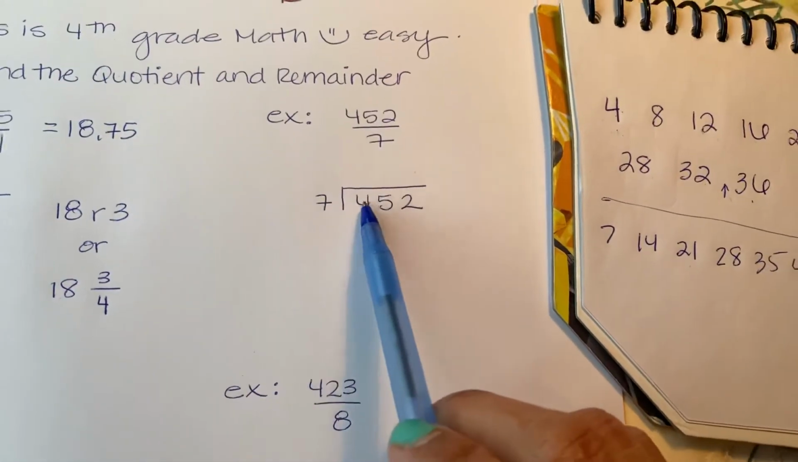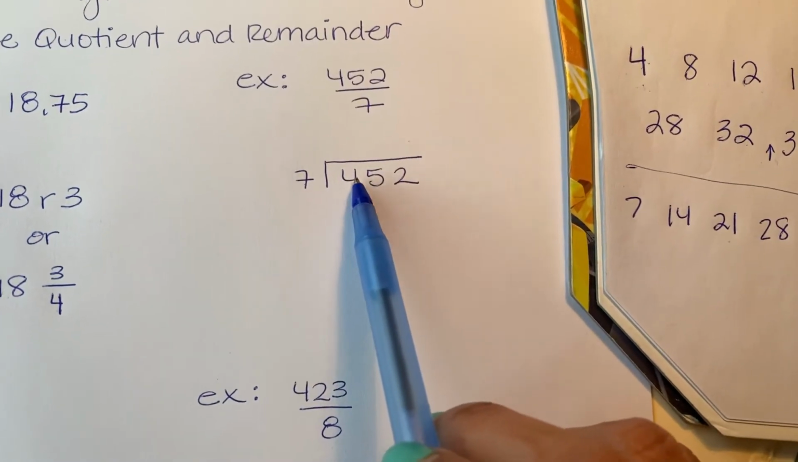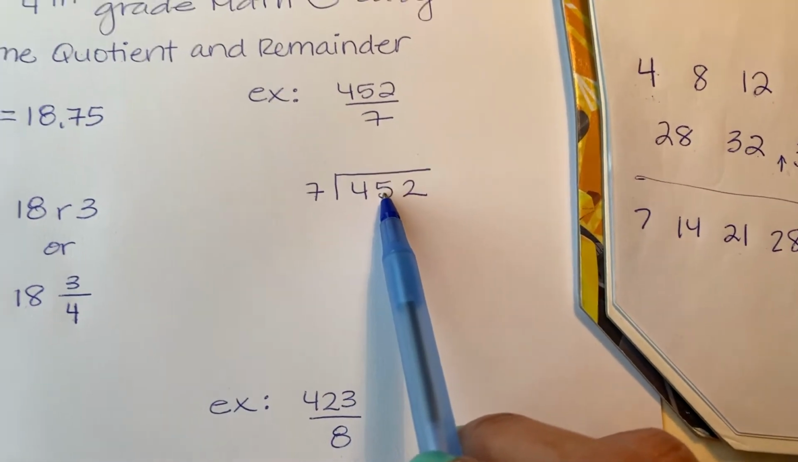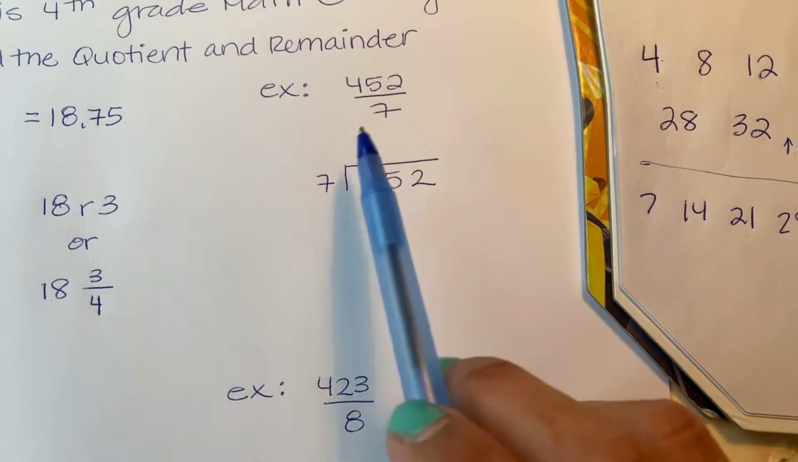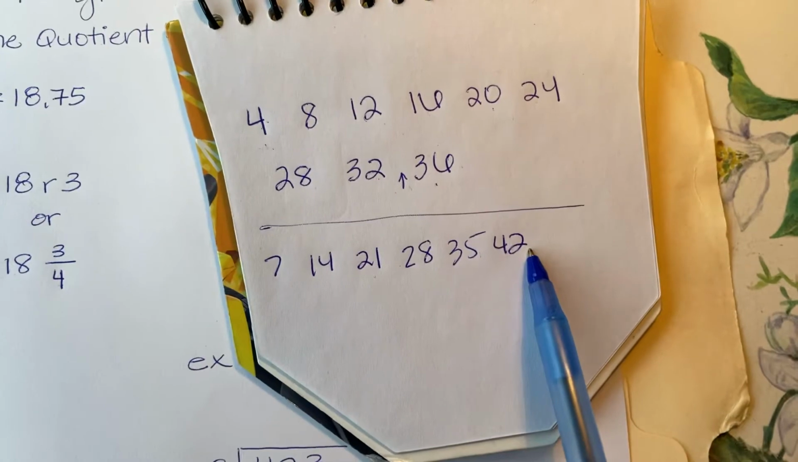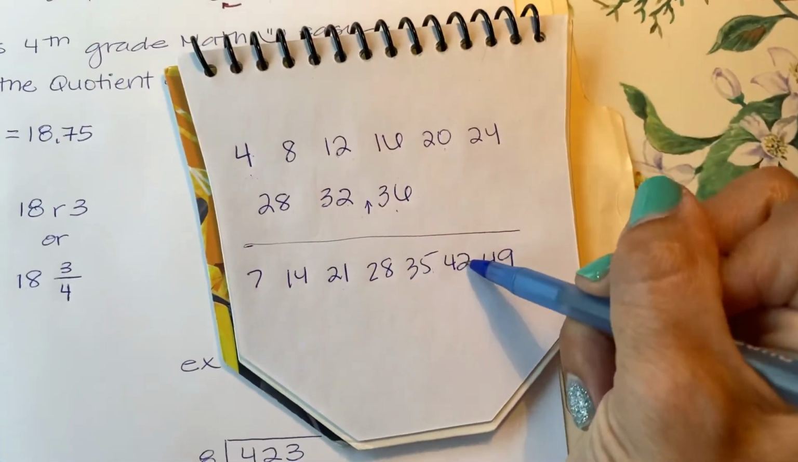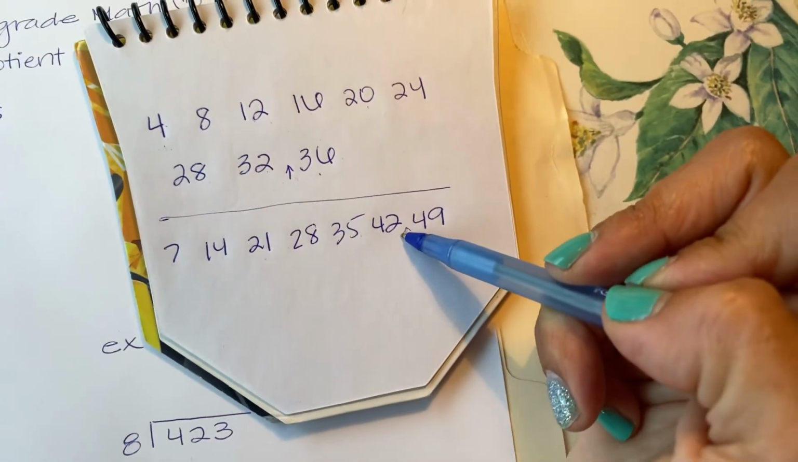Okay, 7 dividing into 4. 4 is too small, 7 can't divide into 4. So now you're going to go ahead and grab the next digit, which is 45. So does 7 divide into 45? Well, let's do one more. 7 times 7 is 49. So this is 7 times 6. 45 is right in here.